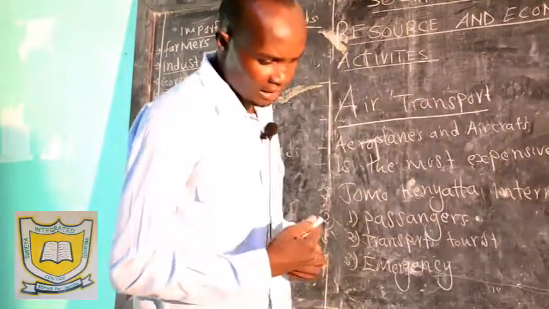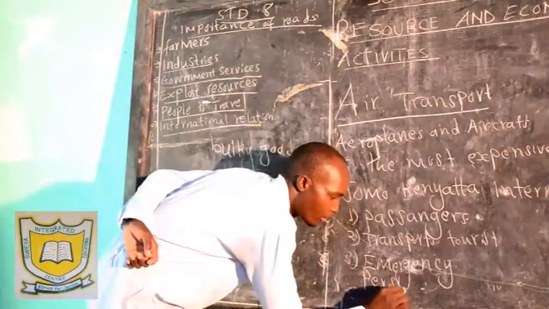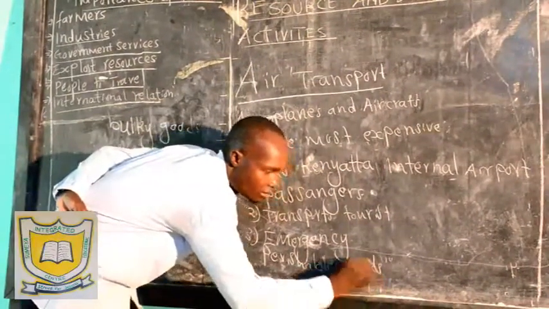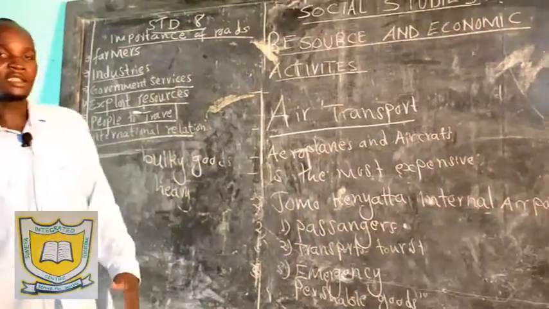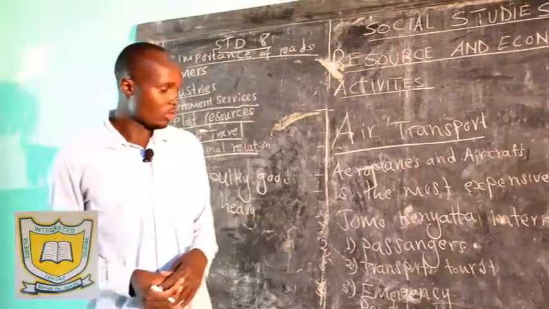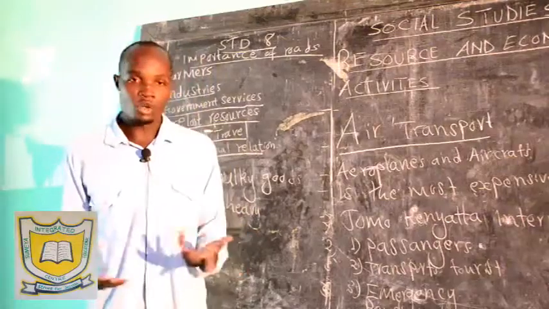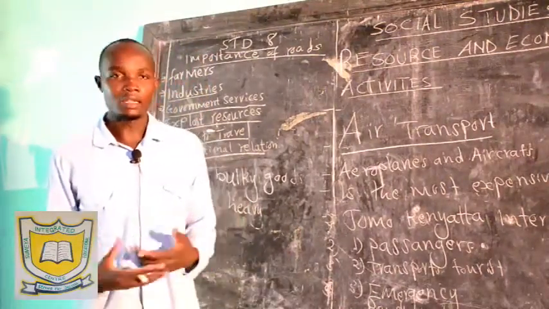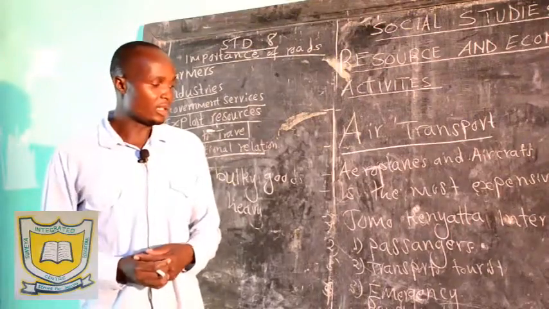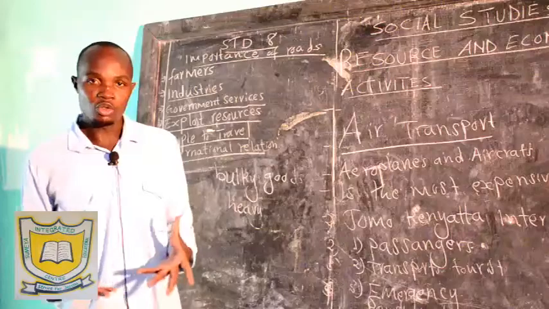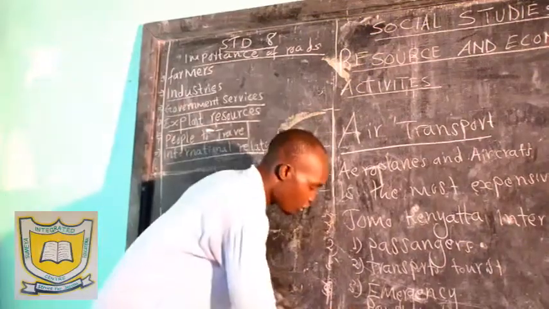Then we have lastly perishable goods. Perishable goods are things that go bad easily, for example flowers. Then we have also vegetables and so on. So horticultural produce are transported by air because they go bad easily. Those are what we call the perishable goods. We have also aeroplane can be used also to transport what we call perishable goods.